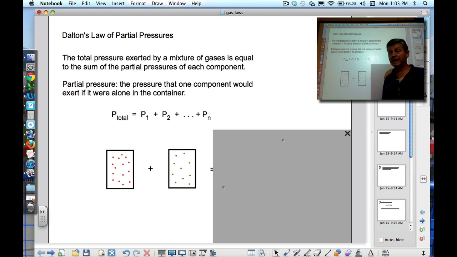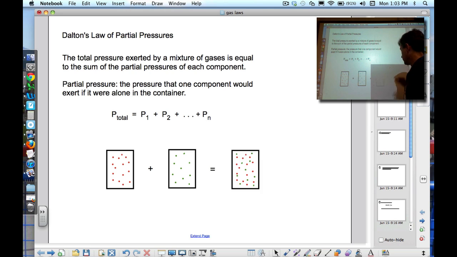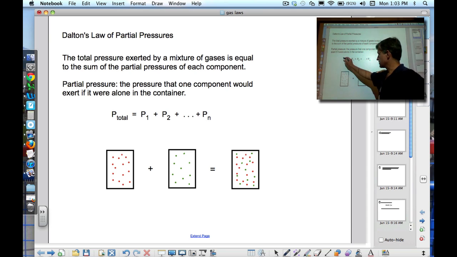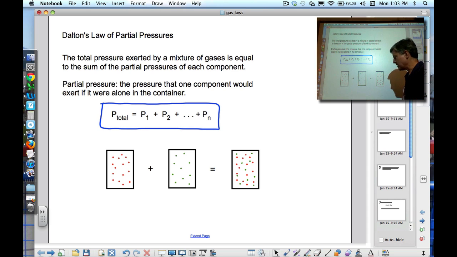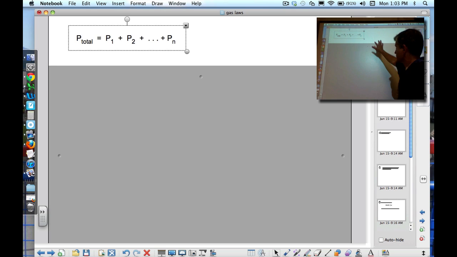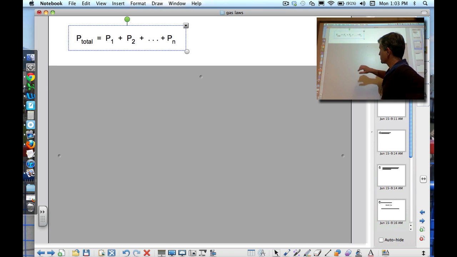However, if I were to combine those gases in the same container, same volume and same temperature, the total pressure that they would exert is equal to the sum of the pressures they would exert if they were separate. So we simply add them together. Okay? Now, let's look into this in a little bit more detail. So there's our definition of Dalton's law of partial pressures. The total pressure is equal to the sum of the partial pressures.